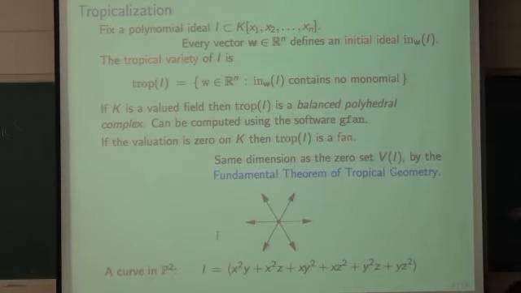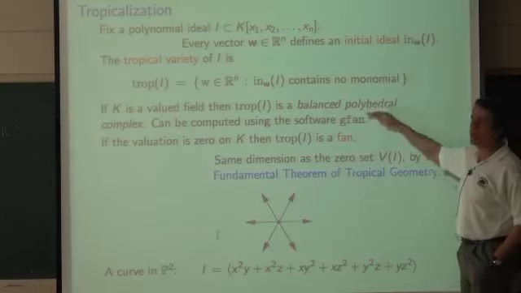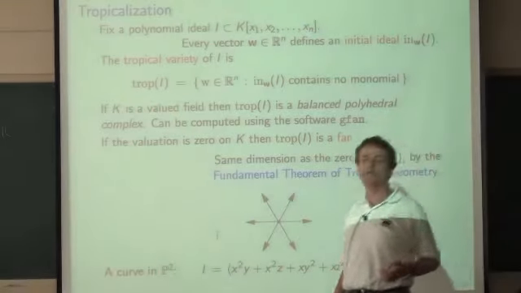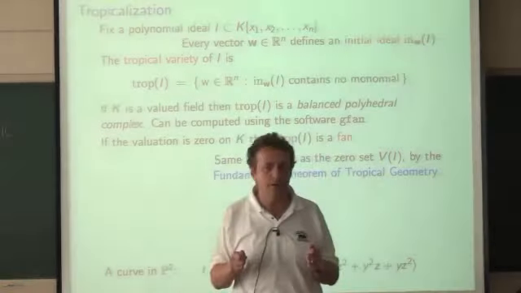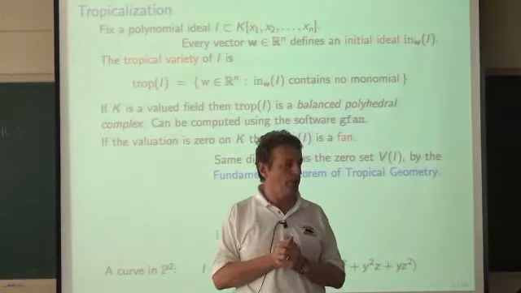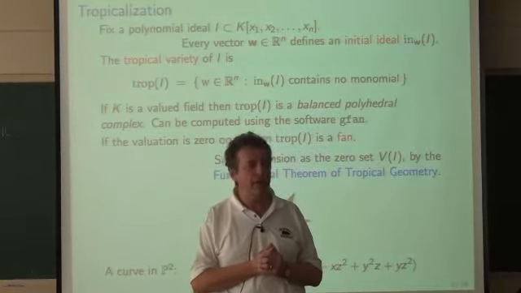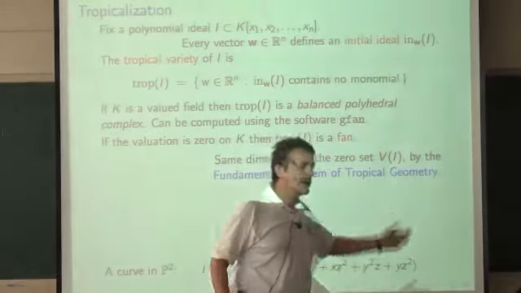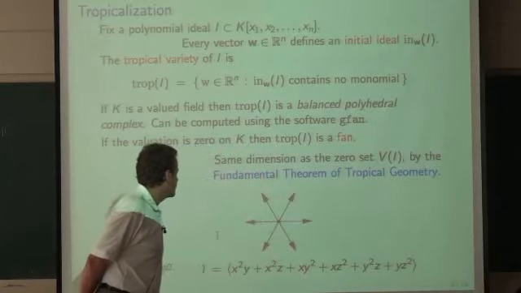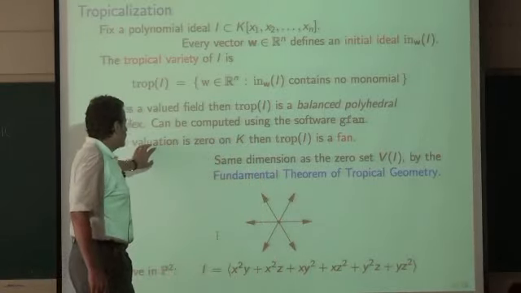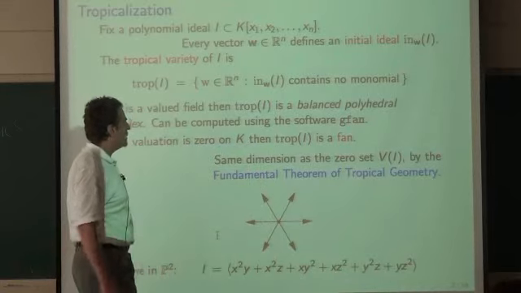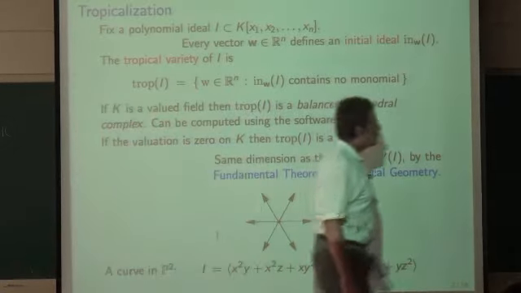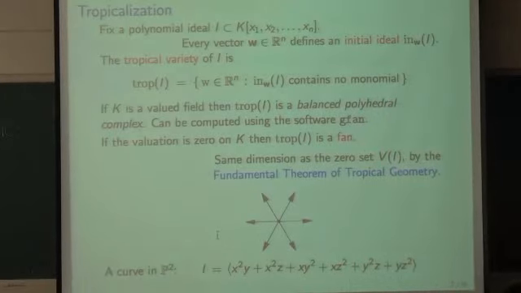But the most important sentence here is that you can compute this using software, GFan. So GFan, for Grobner fan, is a piece of software that you can download, and you type in any system of polynomial equations, any ideal in n variables, you hit a button, and out comes a polyhedral complex. Now, if the given equations have zero valuation for their coefficients, then the tropical variety is a fan. Right here, there was no t in the coefficients, so this is a fan.